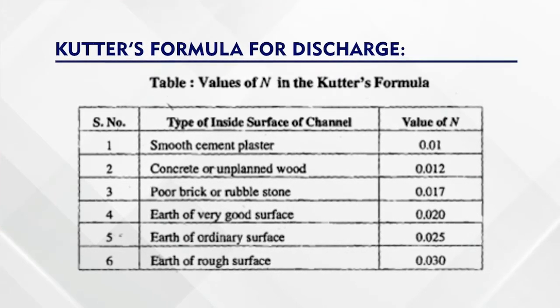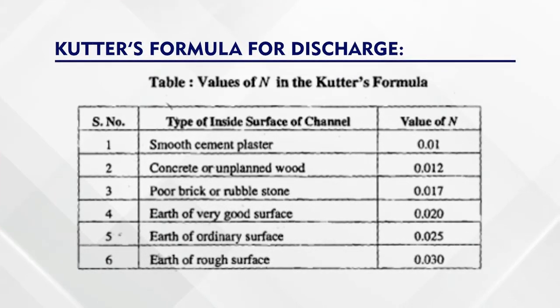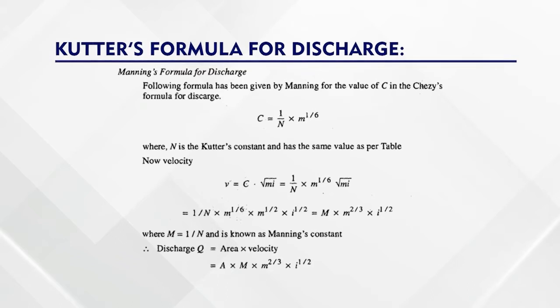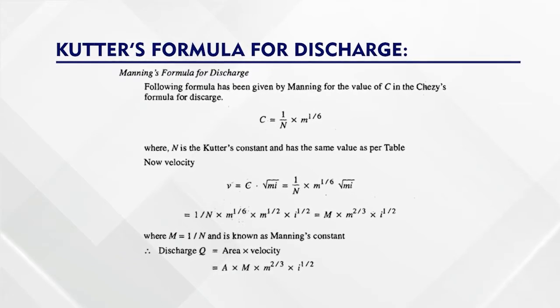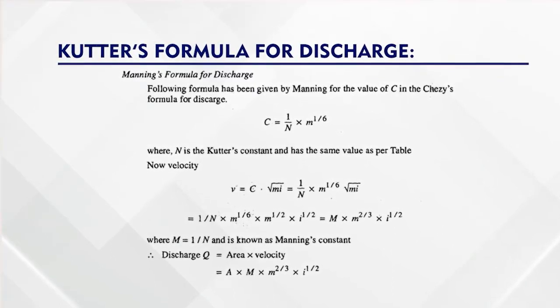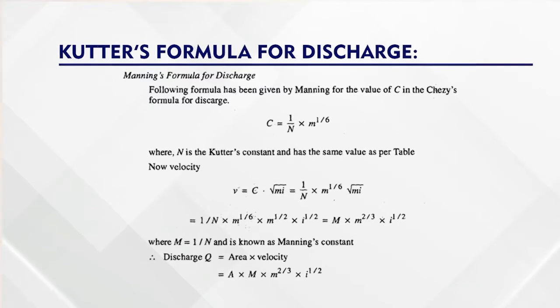If the surface is rough, earth of rough surface, then the value of N is equal to 0.030. Now Manning's formula for discharge. Here C is equal to 1 by capital N into m to the power 1 by 6 for the constant C. So here N is again Cutter's constant, and the same value we can get from the table.